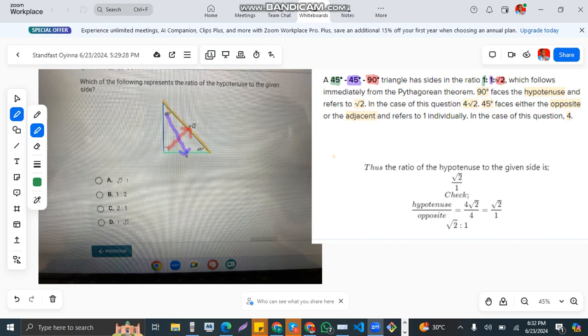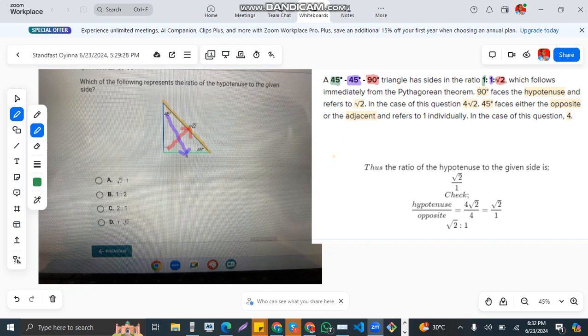So looking at this, if you're trying to find the ratio of the hypotenuse to the given side, the hypotenuse, 90 degrees, is represented by root 2, and the opposite 45 degrees is represented by 1. So as I've said here, the ratio of the hypotenuse to the given side is root 2 over 1. That's root 2 is to 1. So we are checking it now.